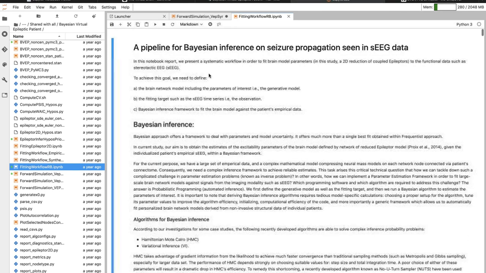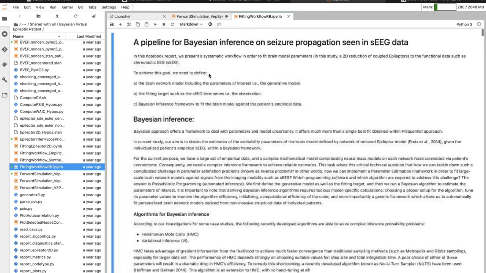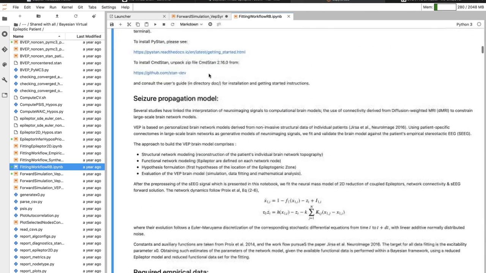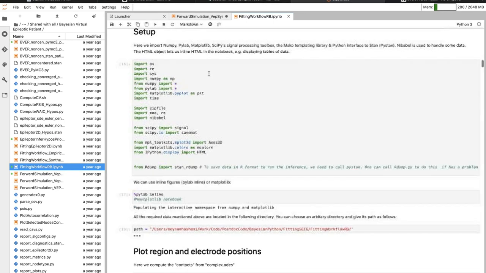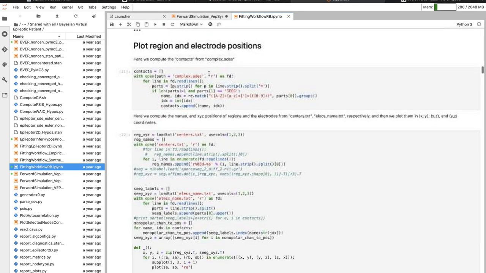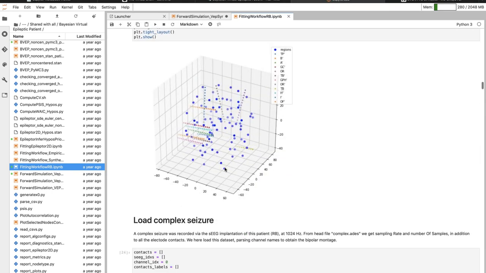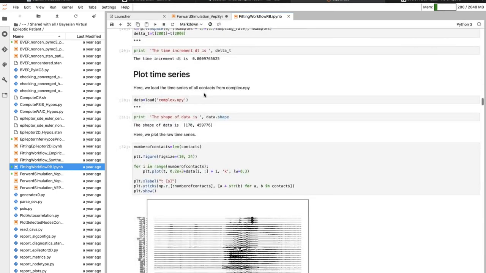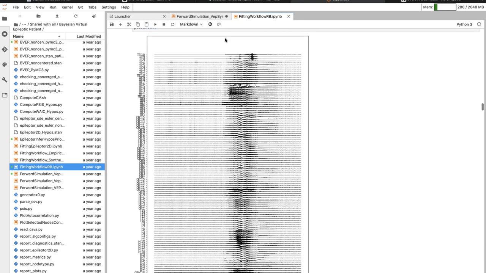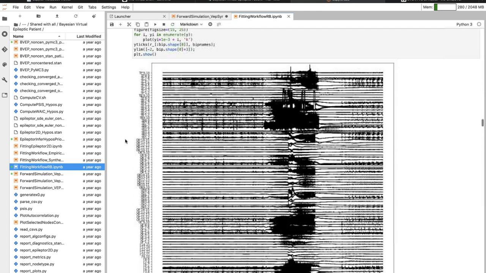You can see also the empirical data of patients to plot region electrode positions. So here you have the head of the patient and the electrodes implanted. You have the real SEEG of the patient. But to study them, we use dipolar organizations.